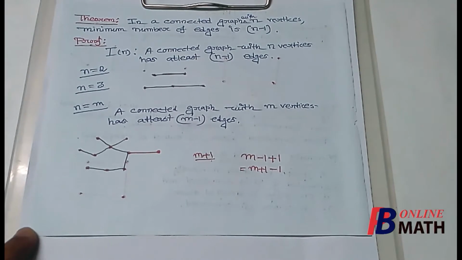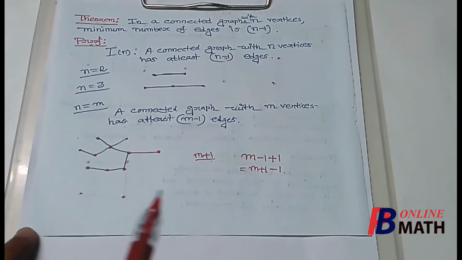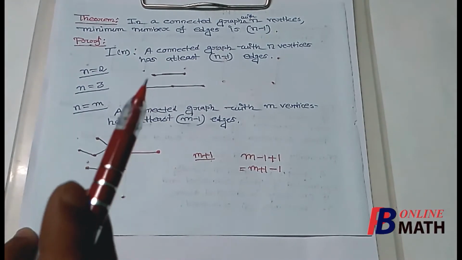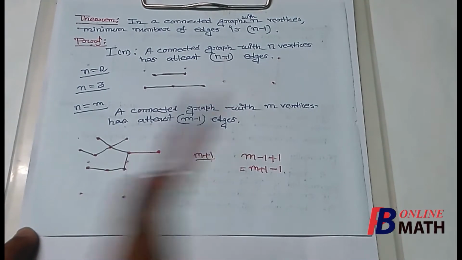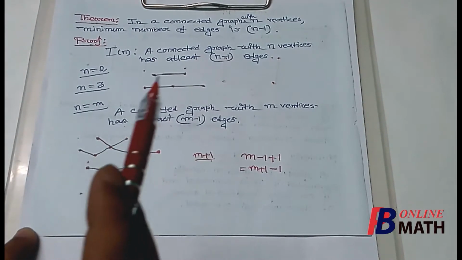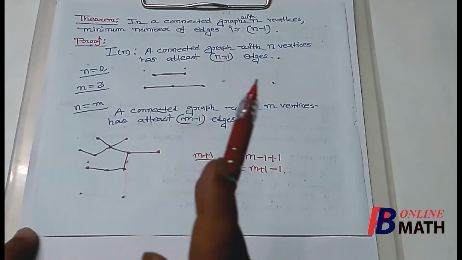Now we have assumed that the statement is true for n equal to m, and using this we have found that the statement is true for n equal to m plus 1. Therefore, by mathematical induction we can conclude that the statement is true for any positive integer n. Therefore, that completes the theorem that in a connected graph with n vertices, the minimum number of edges is n minus 1.